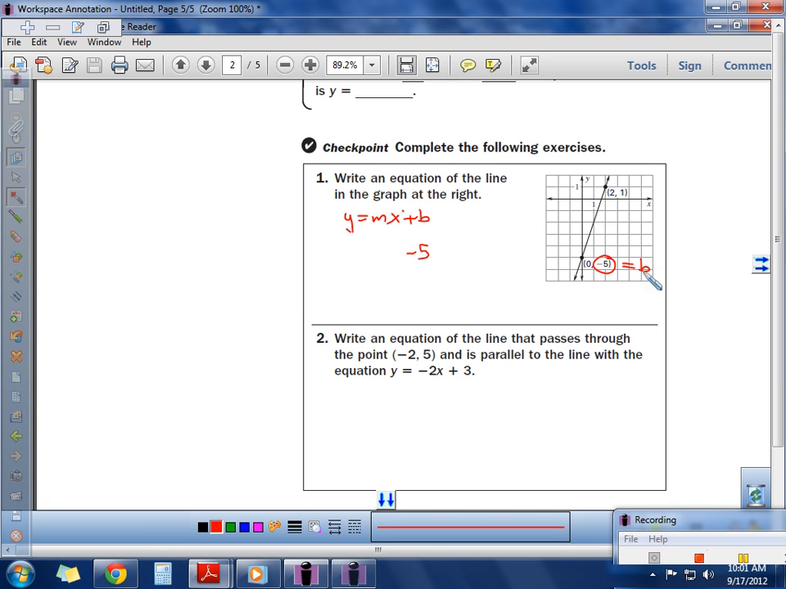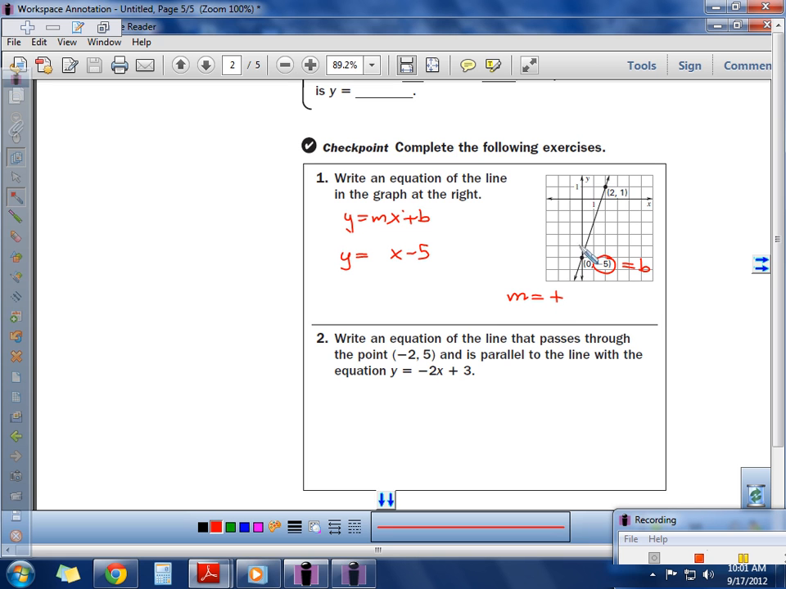So right there, that's our b. From there, I need my slope. I need my m. Which point should I start counting from? The leftmost point is which one? Okay, so from here, do I go up or down? Up. So that means I'm going to have a positive slope. My slope will be positive.